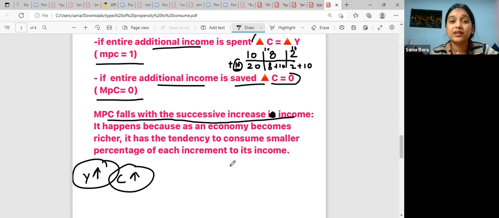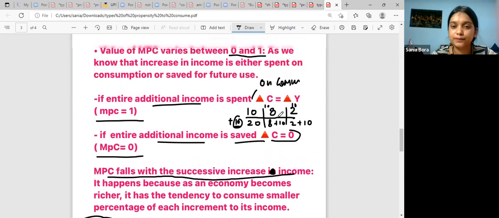But if you don't have anything, at that moment you feel the addition. So MPC is basically the addition. Once you have excess of anything, you don't feel like that; it won't be increasing, it will be decreasing. So MPC falls with successive increase in income. As your income increases, your MPC falls.